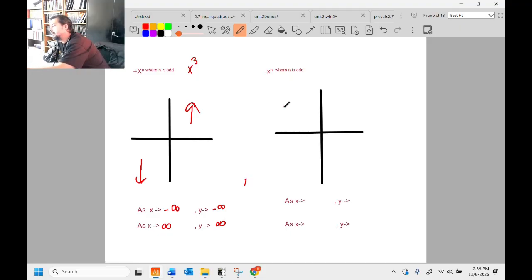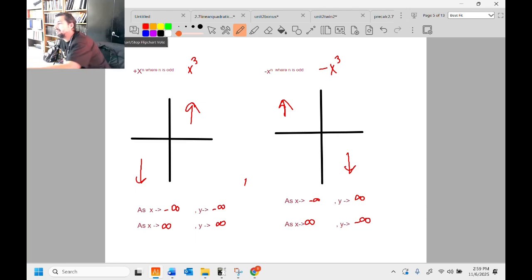Negative x to the n, where n is odd, like a negative x cubed, would start its day high and end its day low. So now as x runs to negative infinity, y is rising to infinity, and as x runs right to infinity, y is falling towards negative infinity.